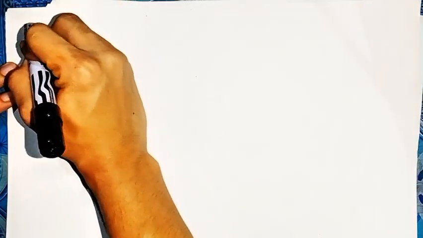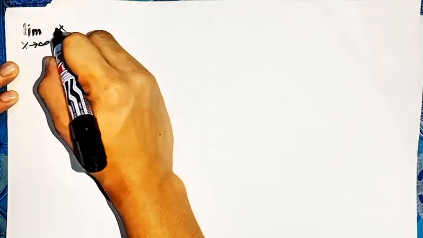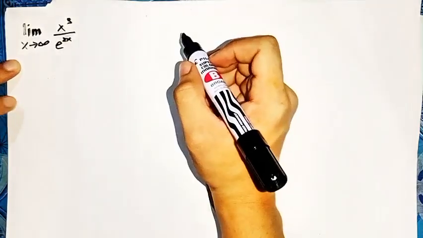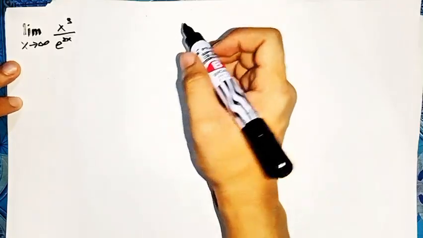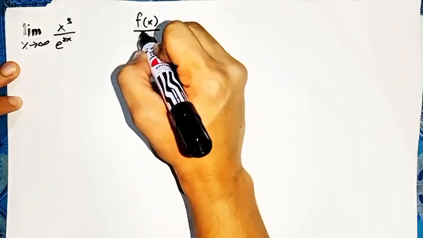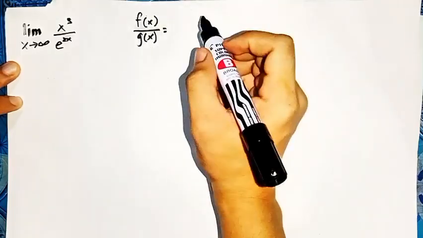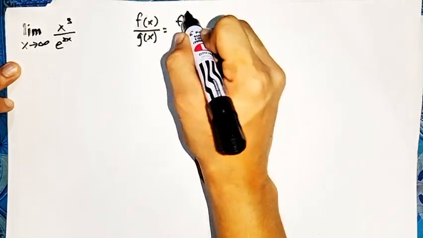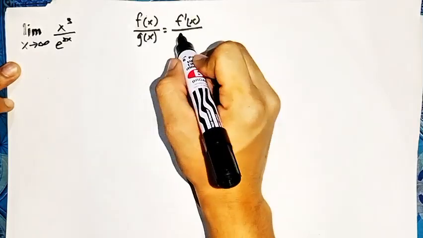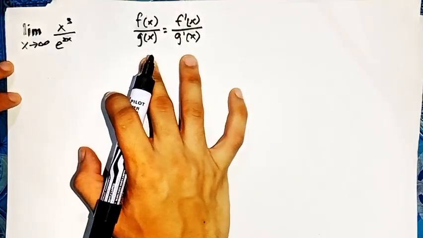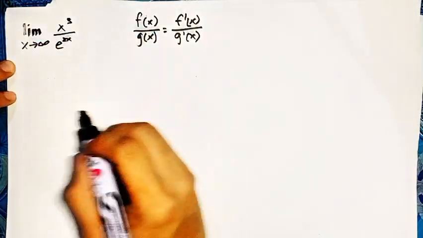Limit x approaches infinity, x cubed over e to the power of 2x. Now let's apply the L'Hopital's rule. Remember that the L'Hopital's rule says that if you have f of x over g of x, you're going to find the derivative of f of x. So we have f prime x over g prime x. That is the L'Hopital's rule. So let's apply the L'Hopital's rule to our problem.